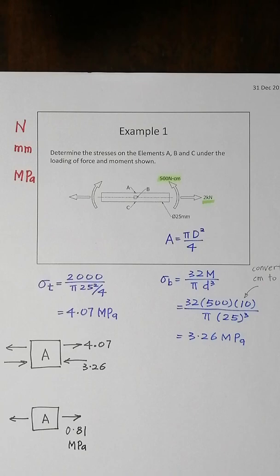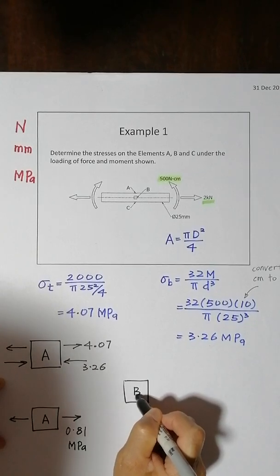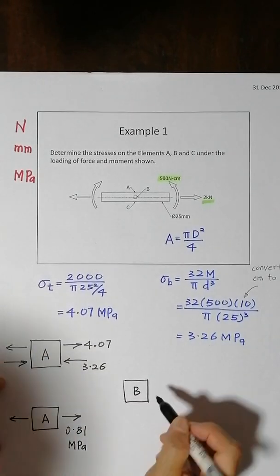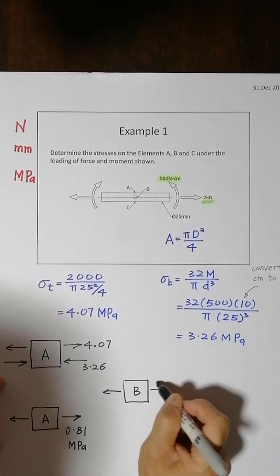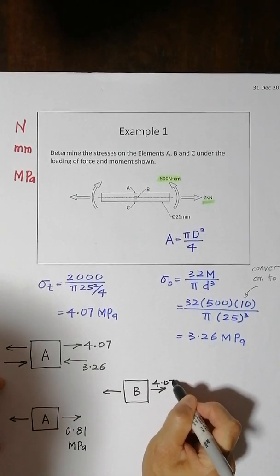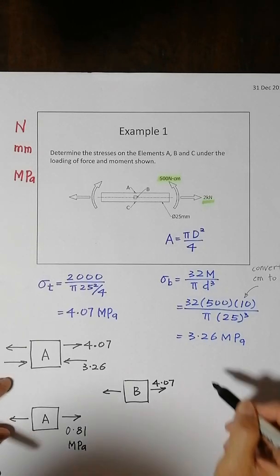That's element A. Now element B is very neat. Element B is very neat because basically element B only has tension. Element B will have 4.07, and that's about it.